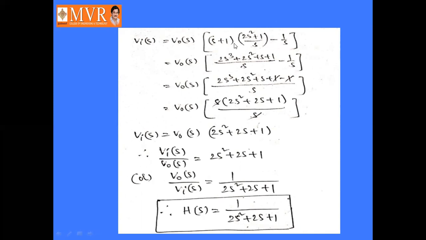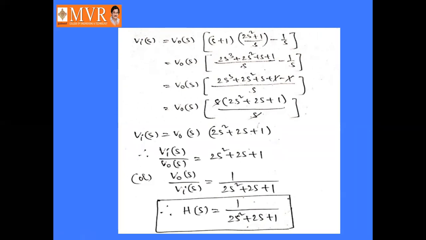By multiplying this one, we will get 2S cube plus 2S square plus S plus 1 by S, minus 1 by S. So the 1 gets cancelled, plus 1 minus 1 gets cancelled, so that it will become 2S cube plus 2S square plus S by S, or taking S as common, that is S into 2S square plus 2S plus 1 by S. So the S's get cancelled, so that VI of S becomes V naught of S into 2S square plus 2S plus 1, or V naught of S by VI of S equal to 1 by 2S square plus 2S plus 1.